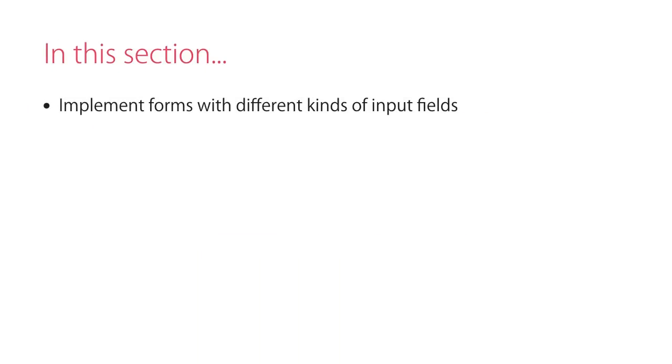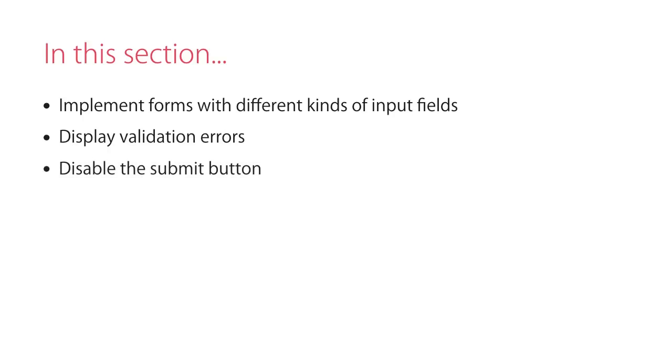So by the end of this section, you'll be able to implement forms with different kinds of input fields, such as text boxes, checkboxes, radio buttons, and drop-down lists. You'll be able to display validation errors next to input fields and disable the submit button if the form is not in a valid state. So now let's get started.